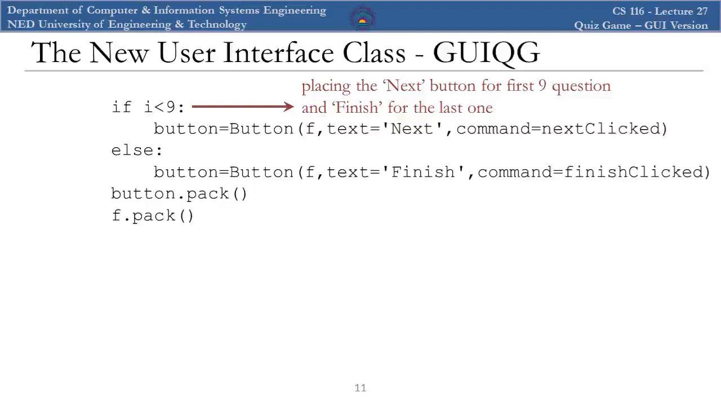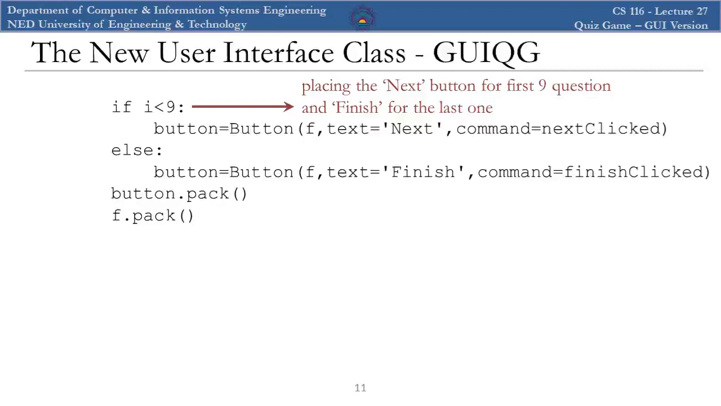So the problem here is that if you run this code, it will not change frames for every question. It will display all the frames in the main window. First frame will be displayed with first question, second frame with second question, third, and so on, right? So you'll be seeing all the questions in just one main GUI window. That's not what we had wanted.